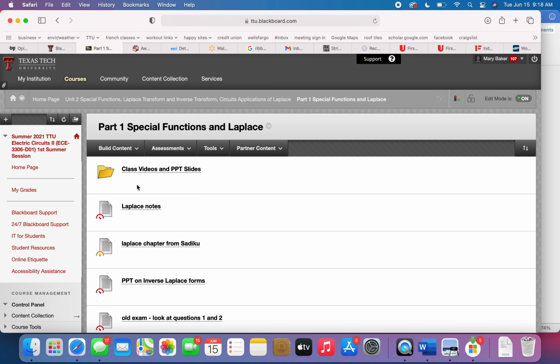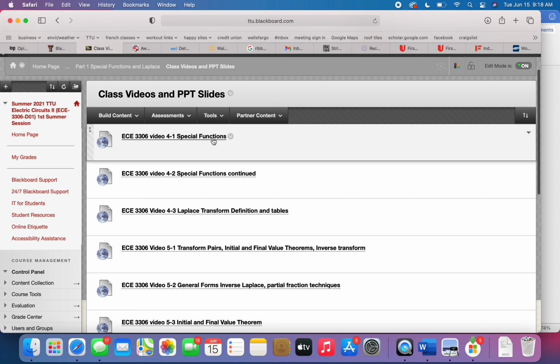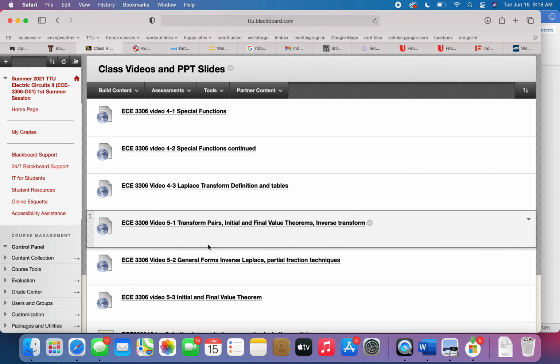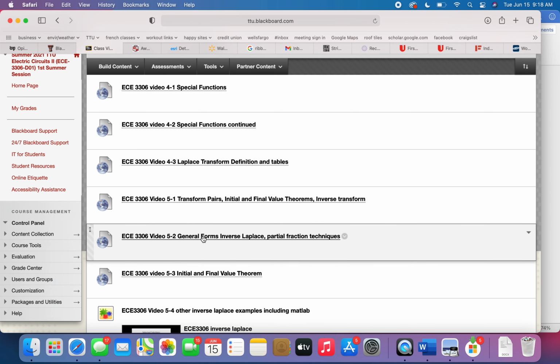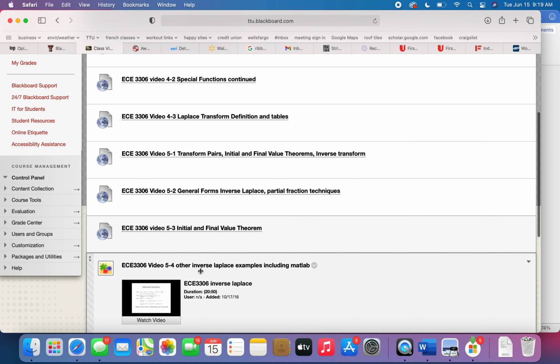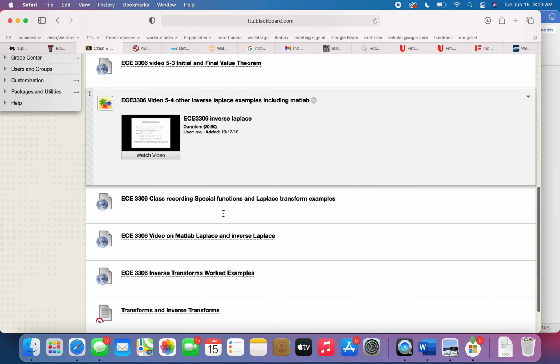It's organized in a similar way to the last unit. There is a section on class videos and PowerPoint slides. Lots of these here. We start with special functions, where we talk about the step function and the impulse function. Then we discuss the Laplace transform definition and show you the tables. And then at that point on video 5, we talk about the initial and final value theorem and the inverse transform. Then a pretty extensive lecture on if you have a function given in the Laplace domain, what are the partial fraction techniques. Another follow-up video on initial and final value theorem, inverse Laplace transform examples, including some MATLAB examples.